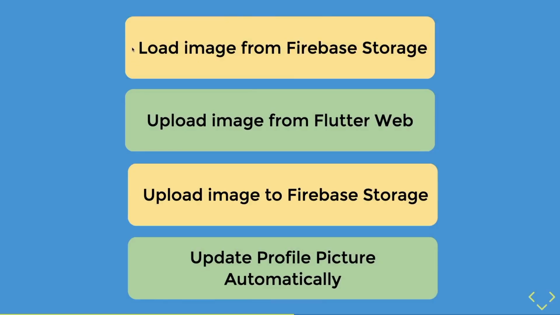So in summary, we learned how to load an image from Firebase Storage. We also learned how to upload an image from Flutter Web using an input element using the Dart HTML library. We also learned how to upload an image to the Firebase Storage. And lastly, we now know how to render the profile picture automatically when there is a new profile picture being uploaded. That's about it.